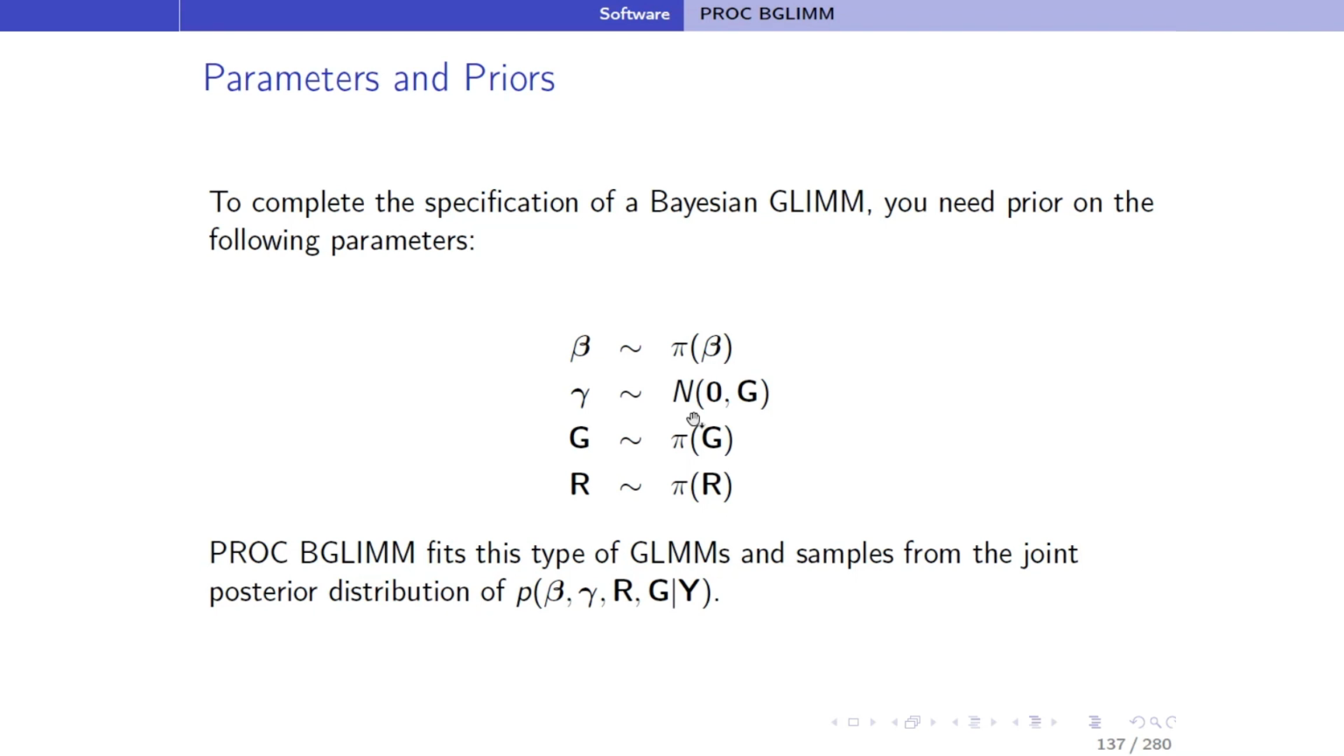The gammas are normal with mean 0 and variance G. Then you have to give a prior for beta, a prior for G, and a prior for R. Once you specify that, if it's a generalized linear mixed effects model, you can sample from the joint posterior. That's the job PROC BGLIMM does: you just sample from the joint posterior distribution of such things.